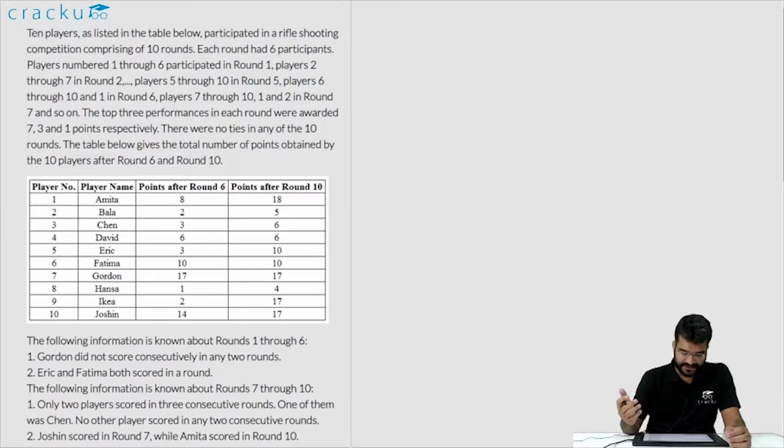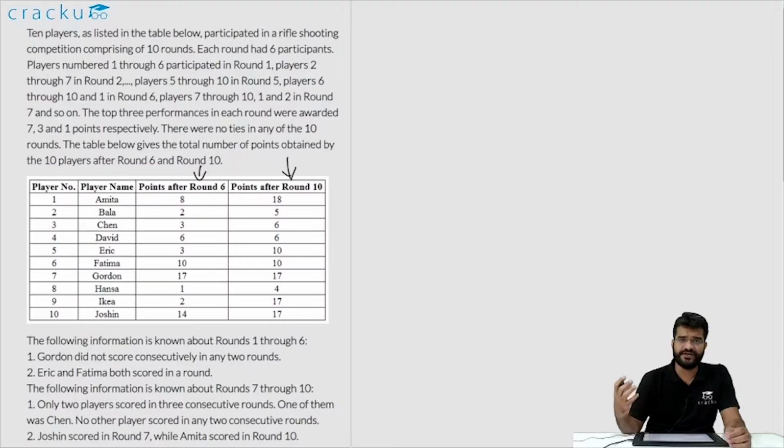This question has details about a rifle shooting competition. There are 10 participants and 6 of them participate in each round. In all, there are 10 rounds. The person who wins the round gets 7 points, the person who comes second gets 3 points, and the person who comes third gets 1 point in that particular round. We are given the total of each of the participants after round 6, and we are also given the total after round 10.